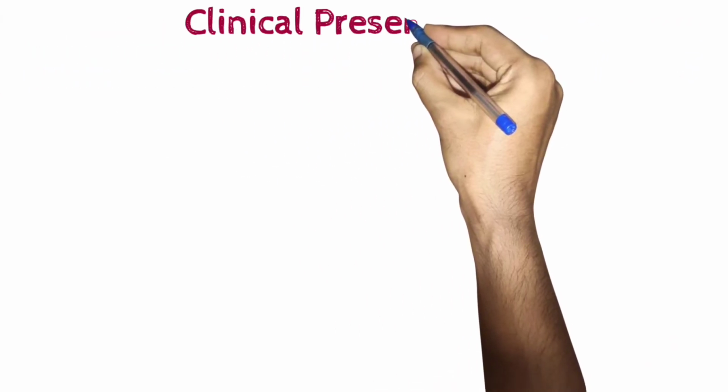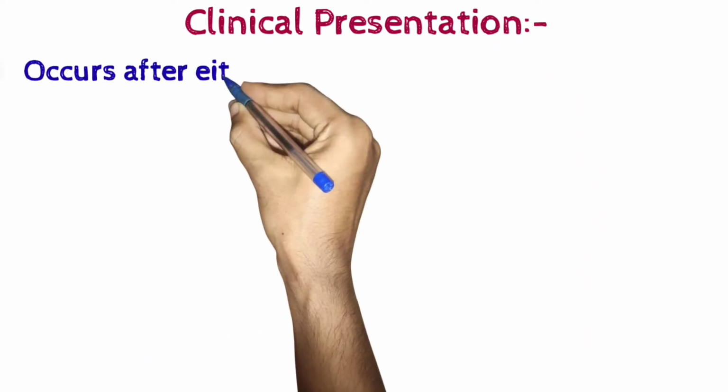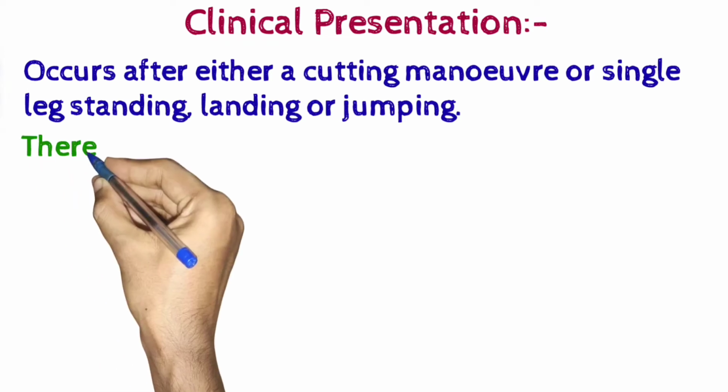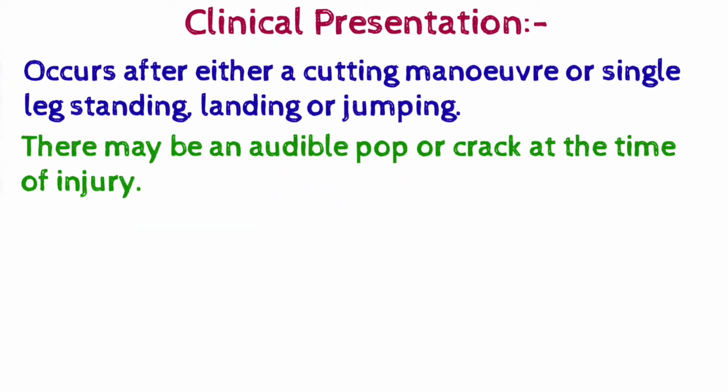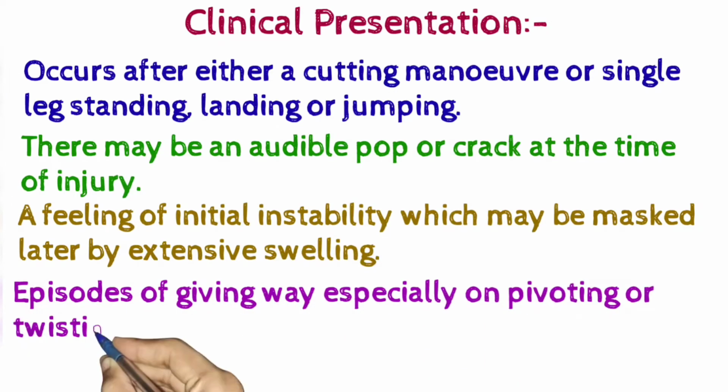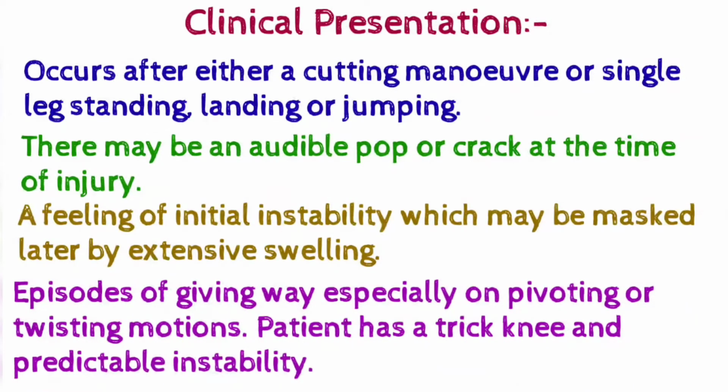Clinical presentation occurs after either a cutting maneuver or single leg standing, landing or jumping. There may be an audible pop or crack at the time of injury, a feeling of initial instability, which may be masked later by extensive swelling, episodes of giving way especially on pivoting or twisting motions. Patient has a trick knee and predictable instability.